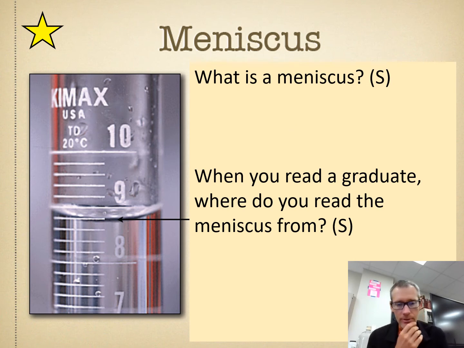Meniscus. To read a graduated cylinder, you need to understand the meniscus. What happens is water causes a concave surface due to surface tension, so it kind of adheres to itself and pushes away from the glass. So it makes a meniscus. You always want to read the bottom of the meniscus.